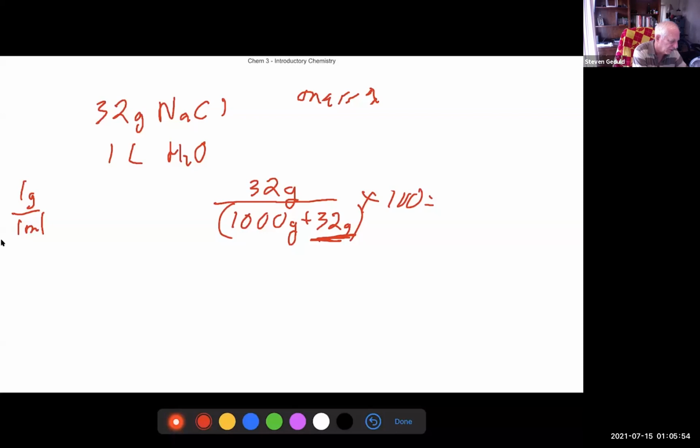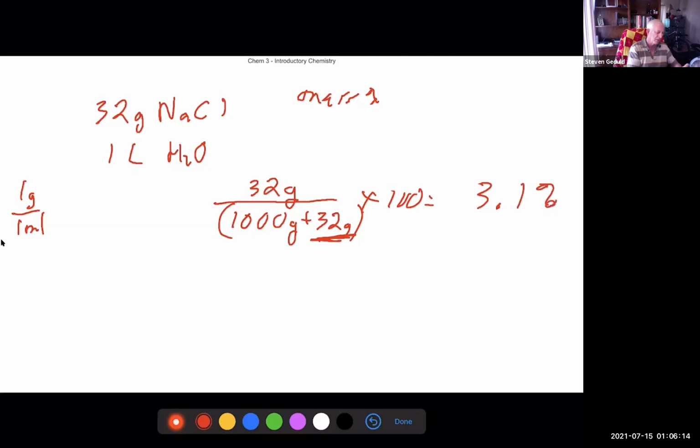And then we times 100 to give us a percentage. So we take 32 divided by 1,032, and then we times 100. And that gives us 3.1%. So that's your mass percentage, and that's your volume percentage.